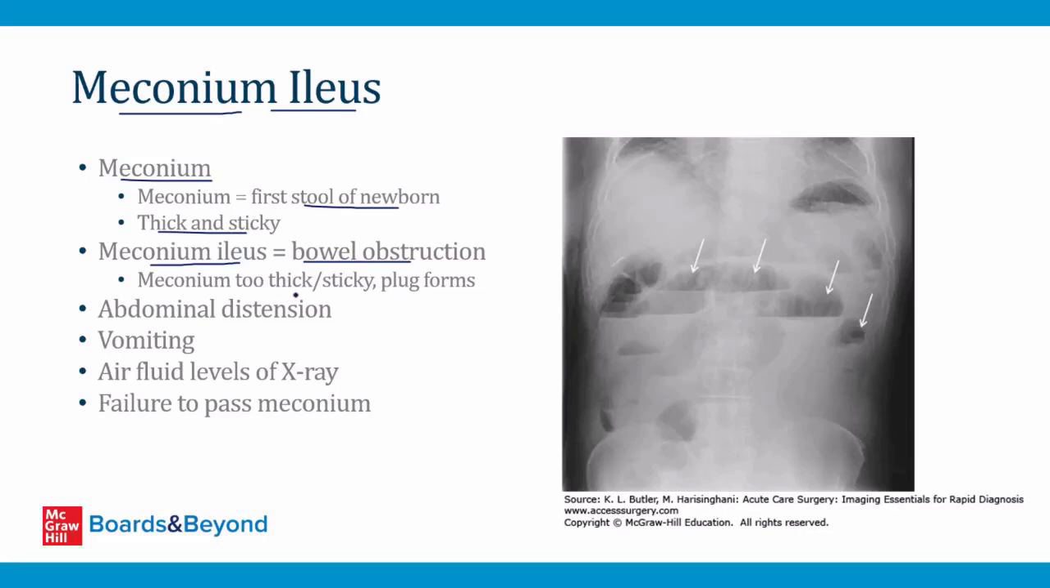Basically, this is what happens when the meconium is too thick and sticky and a plug forms in the GI tract. When GI contents can't move through the GI lumen, this leads to abdominal distension. The baby can develop vomiting. The classic finding on abdominal x-ray is the presence of an air fluid level, which is what's shown here. And basically, the newborn baby won't pass meconium in the first 24 or 48 hours. That's when meconium ileus is present. And once again, I talk about this in detail in the GI section.